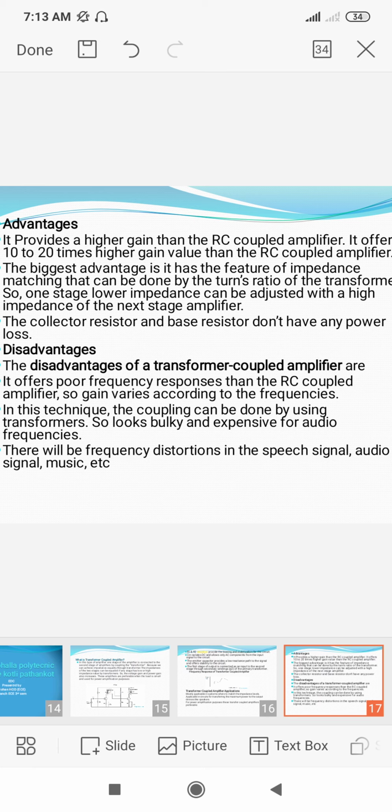So they look bulky and expensive for audio frequencies. There will be frequency distortion in speech signals, audio signals, music, etc.